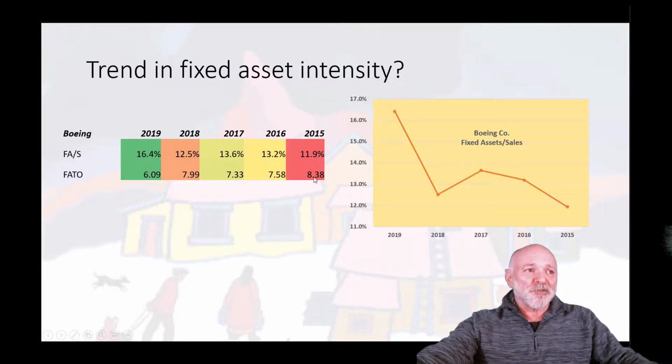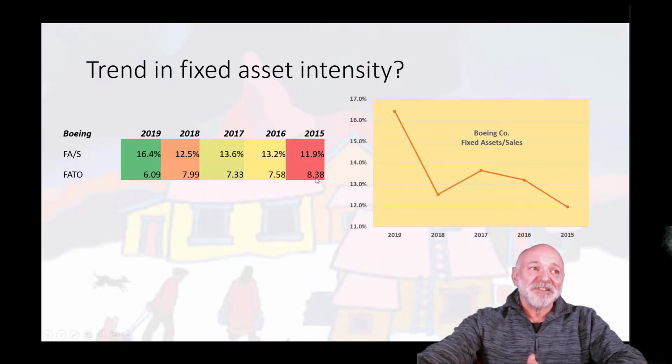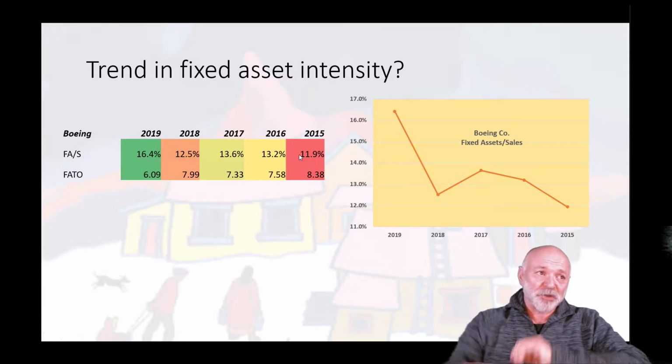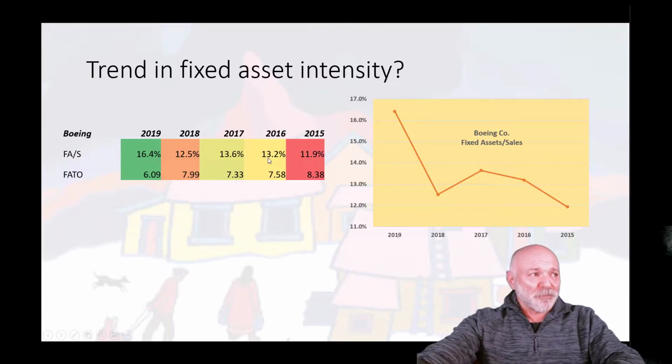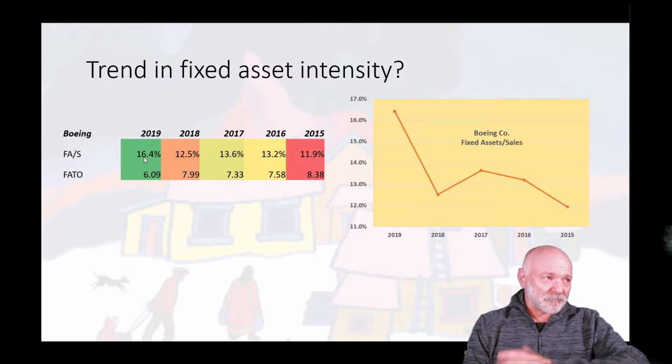They were turning over their fixed assets much more in 2015 at a rate of 8 times per year, or they had a capital intensity, a fixed asset sales ratio of 11.9. The number got a little bit higher in 2016, stayed fairly high in 2017, improved in 2018, and of course 2019, they appeared to have a much higher intensity.